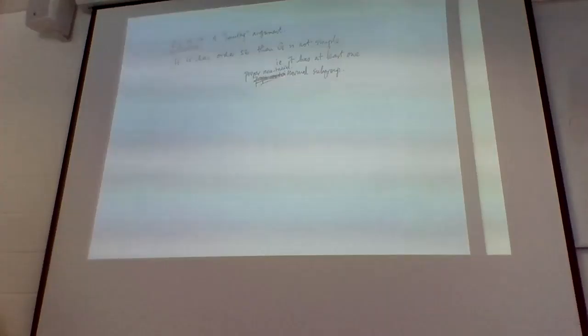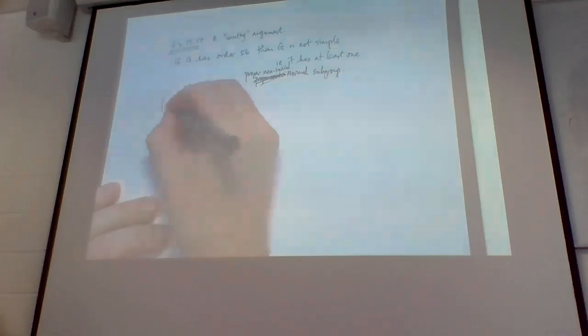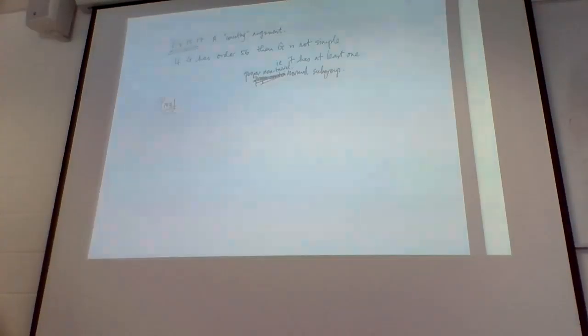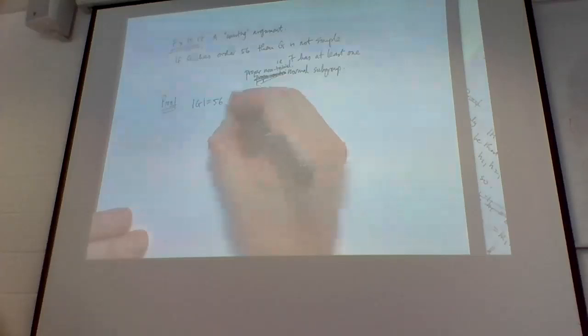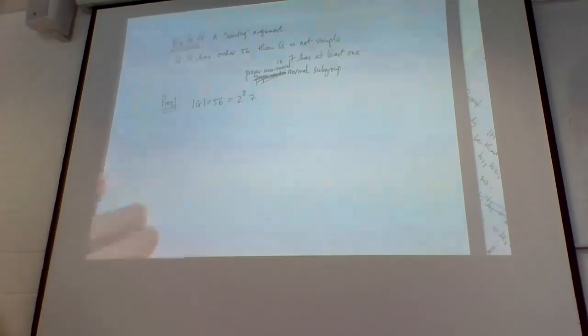So what we're arguing here is that G has an interesting normal subgroup. A genuine, intermediate, mid-sized normal subgroup. And so you can factor out by that and get a simplified view of G. So G is not simple. The proof comes by applying the Sylow theorems, but with some careful enumeration as well. So the size of G is 56, which as you all know is 8 by 7. So it's 2 cubed by 7.